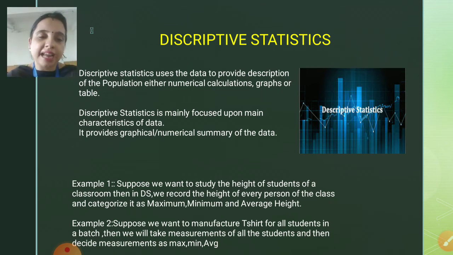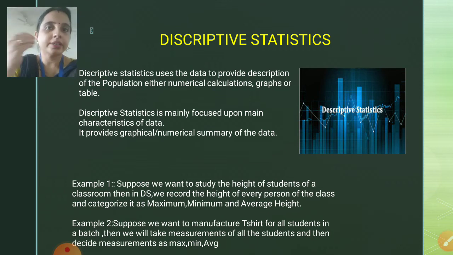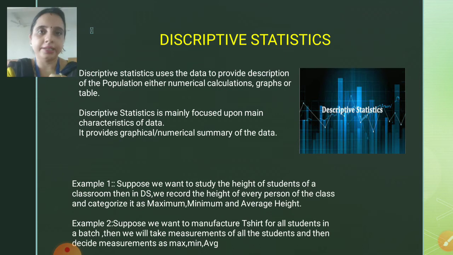Statistics will give you a conclusion in the form of the method you are adopting. If we are using descriptive statistics, then in that case we need to conclude by considering each and every person or each and every data point present in the data set.